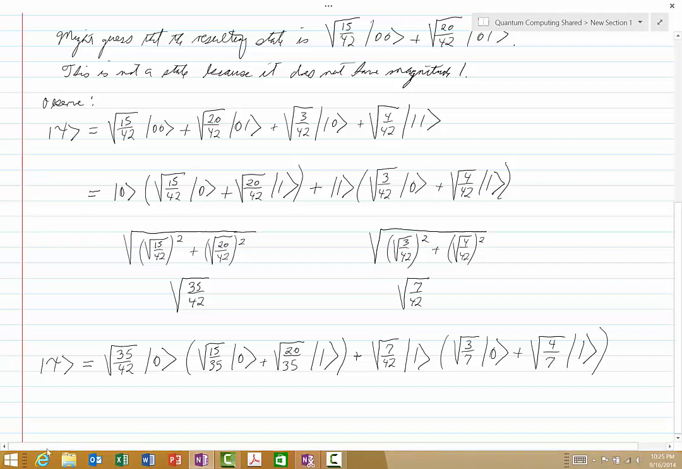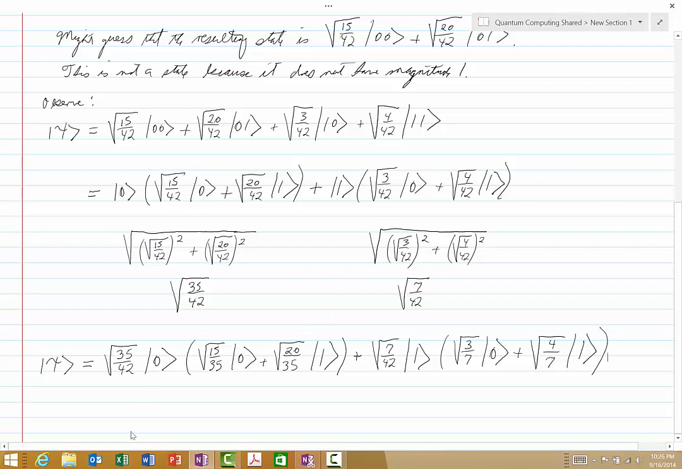And now we have a situation where we can easily see that this is a state, because this ket has a magnitude of 1. If we square this, we get 15 over 35 plus 20 over 35, which is 35 over 35. So this has a magnitude of 1. Likewise for this, we square the first term, we get 3/7. Square this, 4/7, and 3/7 plus 4/7 is 1.